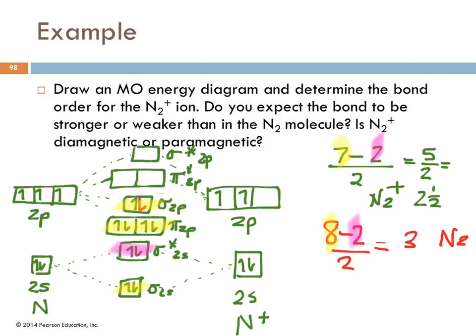So is the N2 plus ion diamagnetic or paramagnetic? The plus is paramagnetic because that electron's not in there for the N2 plus. So it would be paramagnetic. It's got an unpaired electron. N2 is diamagnetic. It has only paired electrons. Interesting in sort of a complicated, weird sort of a way.